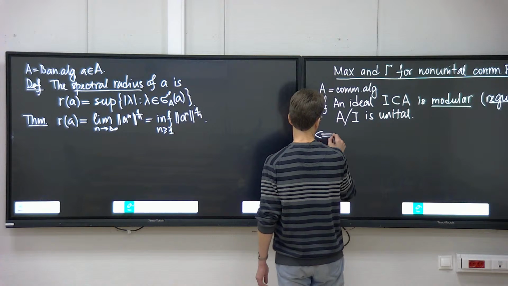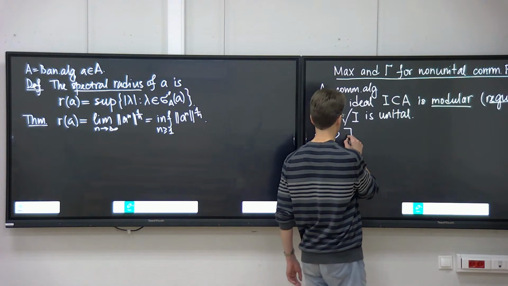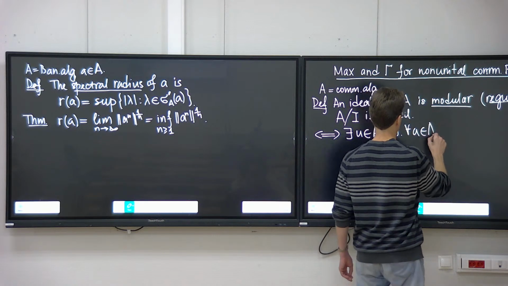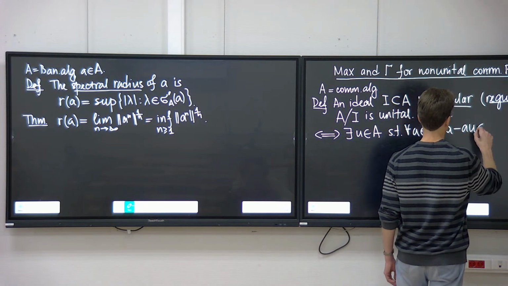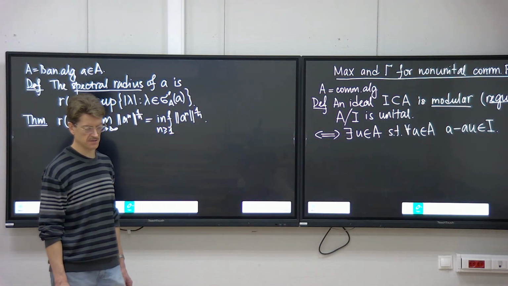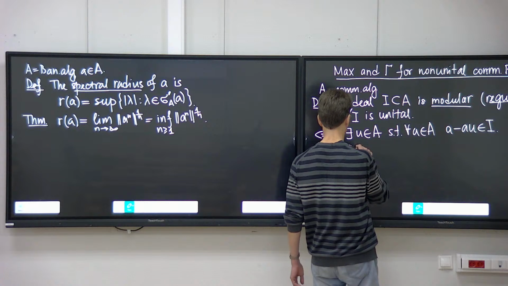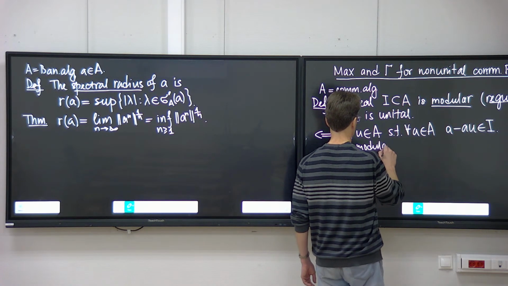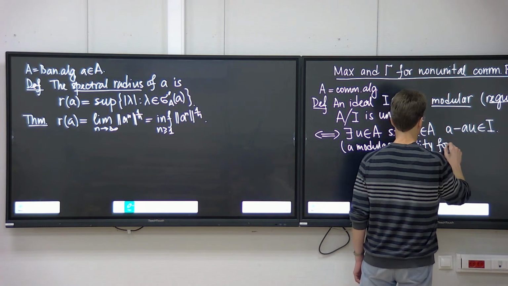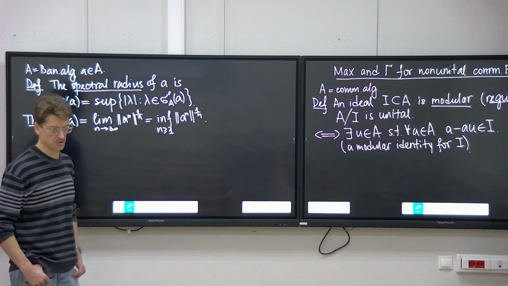Explicitly, if we write this down in terms of A, this means that there is an element U in A such that for every element a in A, a minus aU belongs to I. This means that U is an identity modulo I, and this element is called a modular identity for I. Clearly it is unique modulo I, because the identity in the quotient is unique.